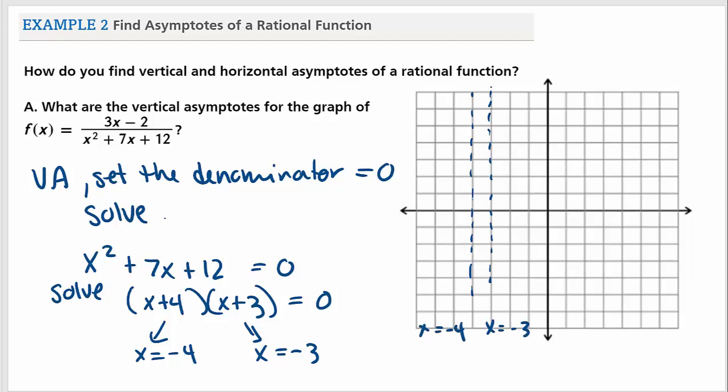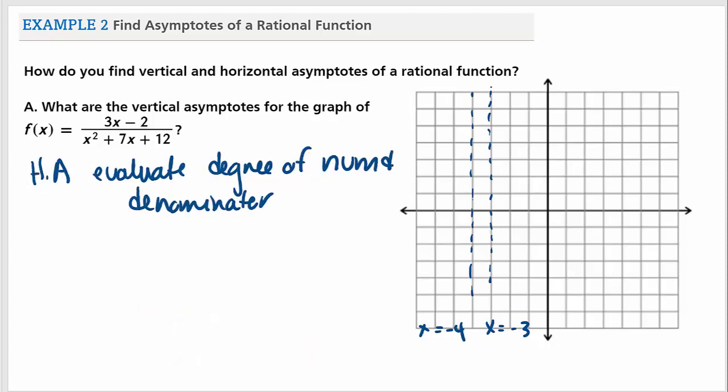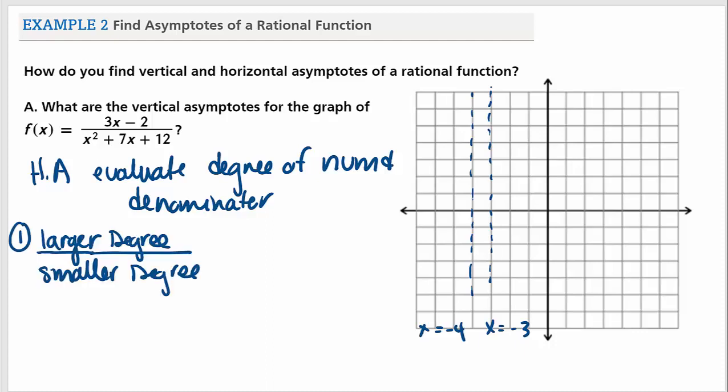And then we're going to go and find our horizontal asymptote. When identifying the horizontal asymptote, we need to evaluate the degree of the numerator and the denominator. Depending on how they relate to each other, it will give us information about the horizontal asymptote. So we have three different scenarios. The first scenario is when the degree in the numerator is larger than the degree in the denominator, and then we have no horizontal asymptote.